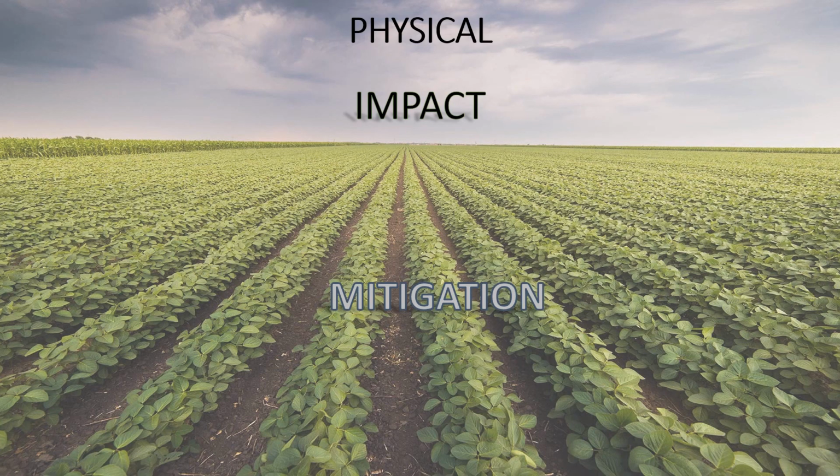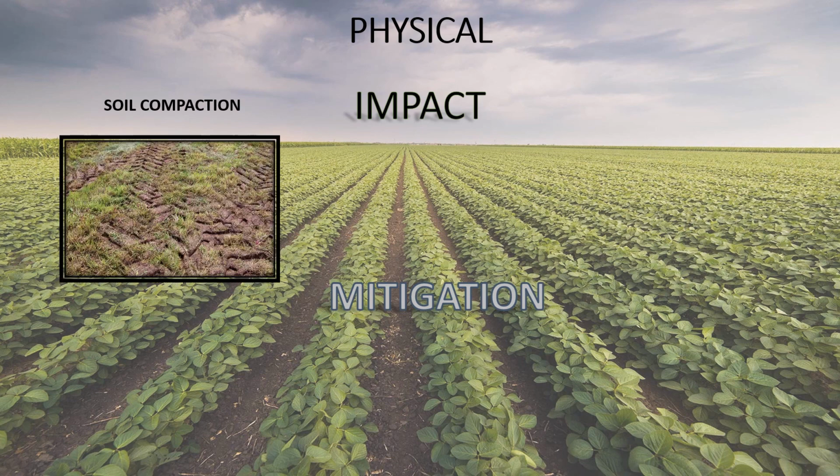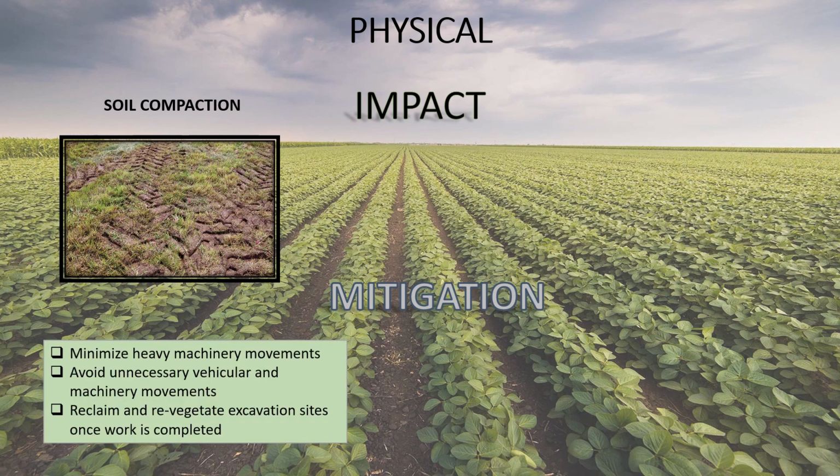The last point is for physical impact. The first physical impact is soil compaction caused by the use of heavy machineries and increased traffic during the construction work, which is likely to lead to compaction of the soil structure, which may lead to reduced soil infiltration capacities and subsequently result in increased runoff. The increase of runoff may lead to soil erosion. So the mitigation that can proceed is to minimize the heavy machinery movements, avoid unnecessary vehicular and machinery movement, and the last one is to reclaim and revegetate excavation sites once the work is completed.